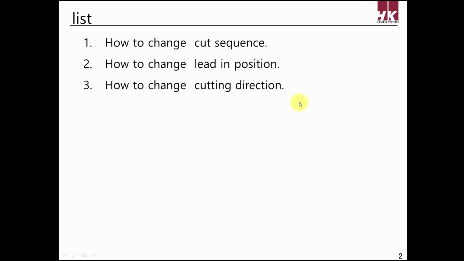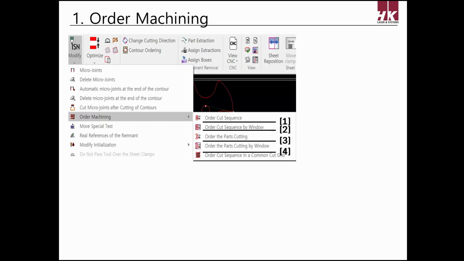Lead-in and direction are mostly changed by CAM workers. If machining has been made with automatic machining, or you change the order after manual machining, let's find out how to modify it by order machining. To change machining order, click Modify in Machining after Make Machining. In there, click the small arrow on order machining to show many methods of changing machining order.